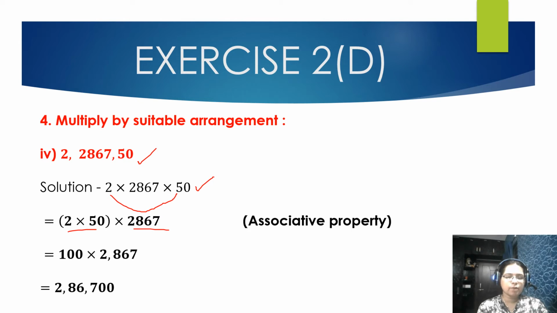100 multiplied by 2867, we get 2,86,700. So we get 2 multiplied by 2867 multiplied by 50 equal to 2,86,700.